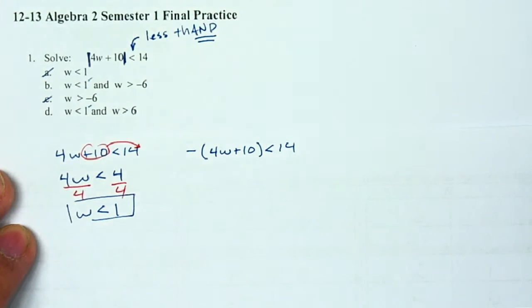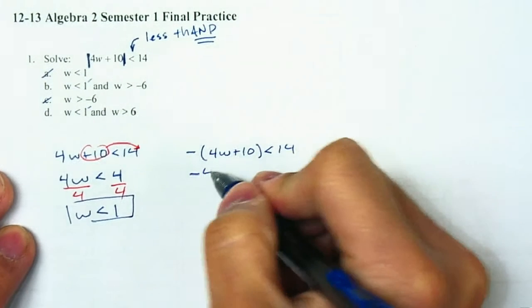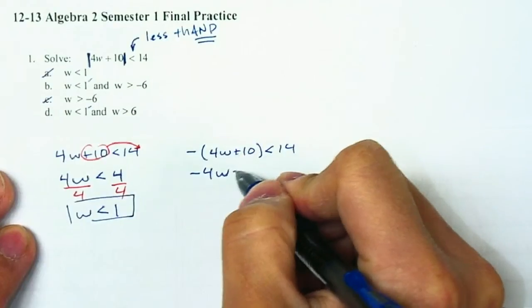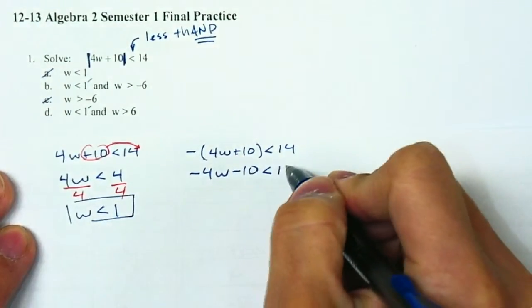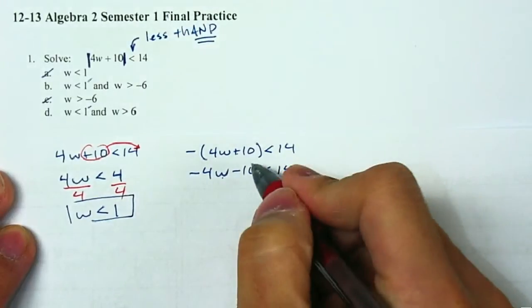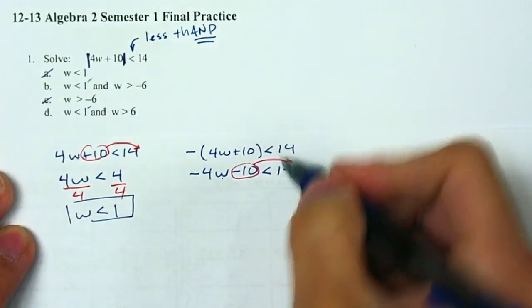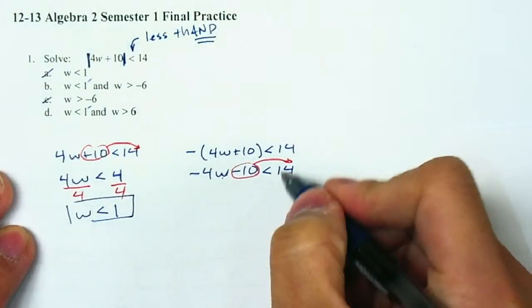So now we have to solve the second one. First, let's distribute that minus sign. So it becomes a minus 4w. This plus 10 becomes a minus 10. And now we get w by itself again. So we solve it out. Move the 10, it becomes a plus 10. So 14 plus 10 is going to be 24.